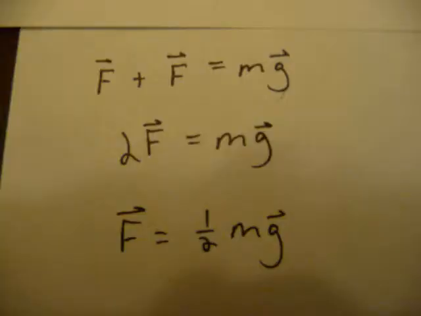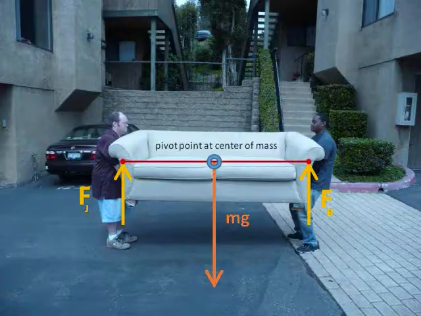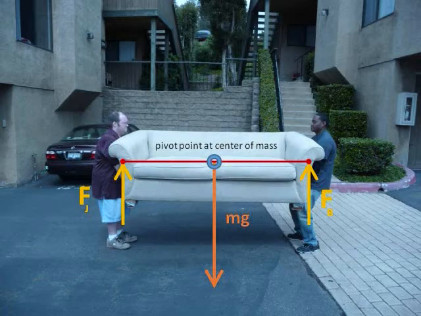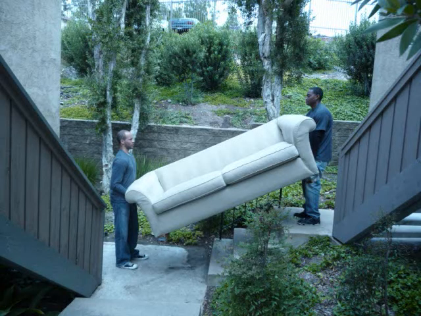The force plus the force equals the weight of the couch. 2 times the force equals the weight of the couch. So the force is equal to 1/2 the weight of the couch. So now we know that Jonathan and Boris are each holding 50 pounds. Now that they've lifted the couch off the ground, wouldn't it be nice if Josh lived on the first floor? Unfortunately, he doesn't. So will they still be holding the same amount of weight?